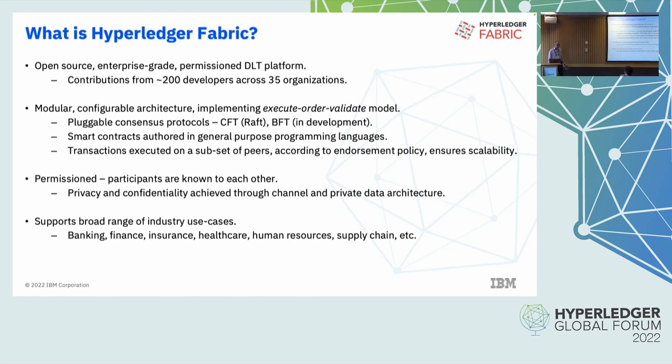It's a permissioned blockchain, so the participants are known to each other, and that has a bearing on the consensus protocols that we use. We don't have to have proof of work and things like that. And it was designed from the outset to support a broad range of industry use cases in finance, insurance. We've been hearing in the keynote this morning about a variety of industries that are successfully putting Fabric into production.